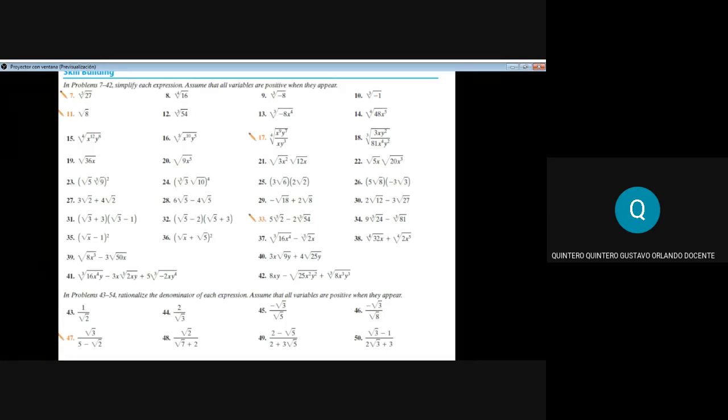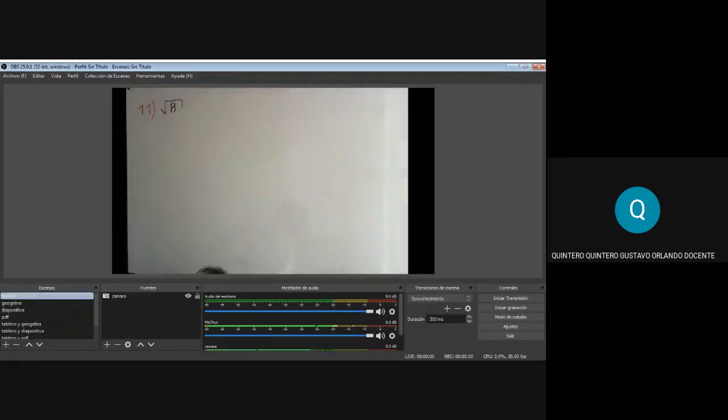All right. Let's do number 11 on the board for you guys. Let me first copy the question, and then I'll show you the board, and I'll explain it for everybody. So number 11 says, simplify each expression. It's the square root of 8. All right, let me show you the board. Here it is.